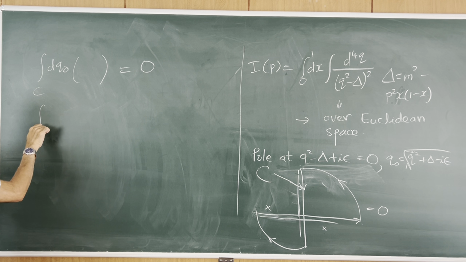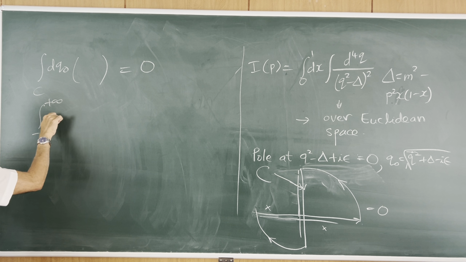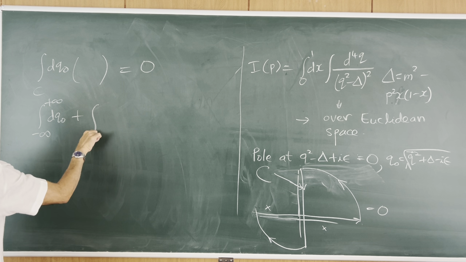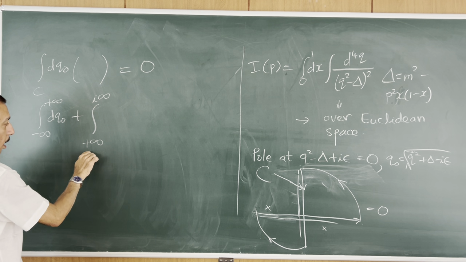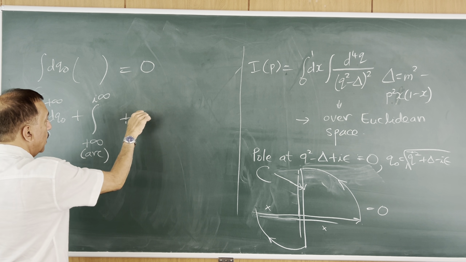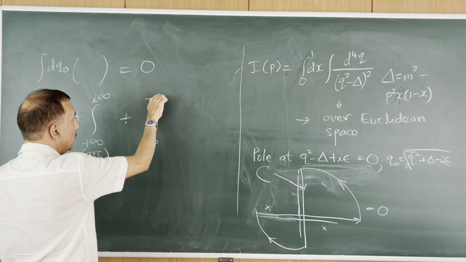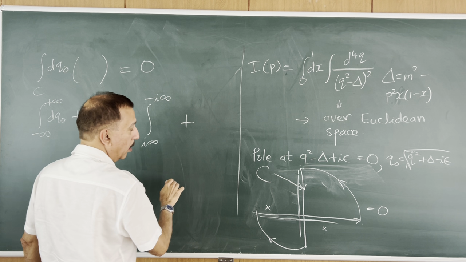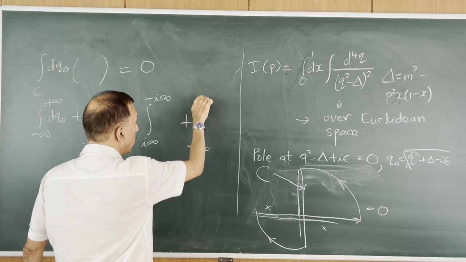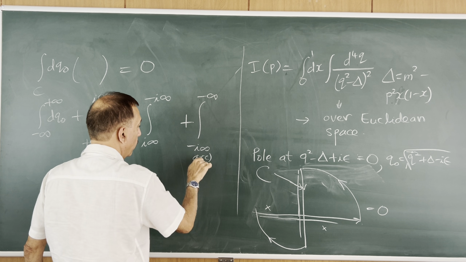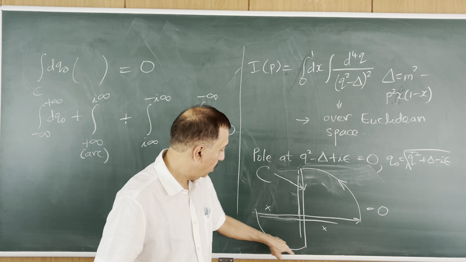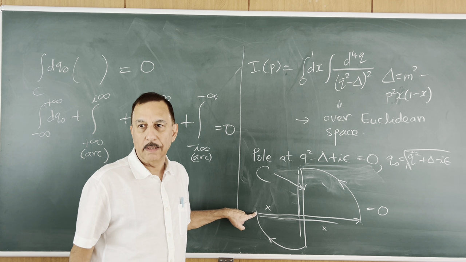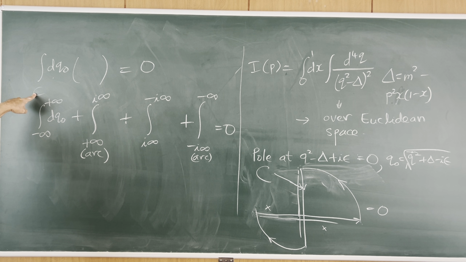And that means that the integral from minus to plus infinity dq0, plus the integral from plus infinity to i infinity on an arc, plus the integral from i infinity to minus i infinity, plus the integral from minus i infinity to minus infinity along an arc, is zero. These are the four legs. This is one leg, second one, third one, fourth one. The sum of these four terms is zero. That's the statement, that the integral over the whole contour is zero. I hope my labeling is clear.